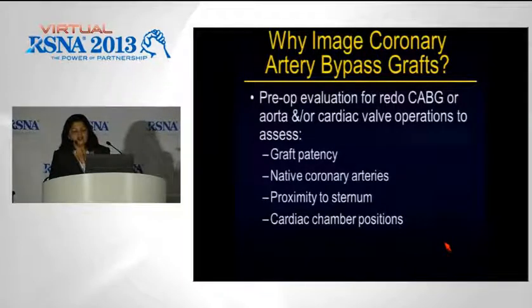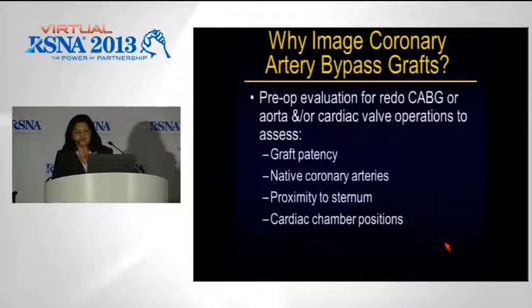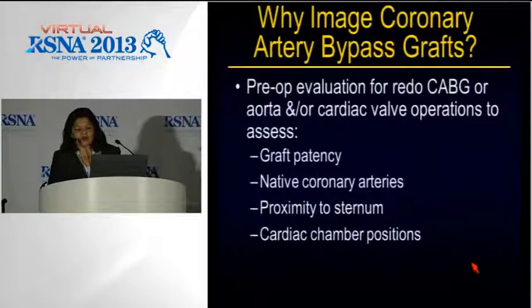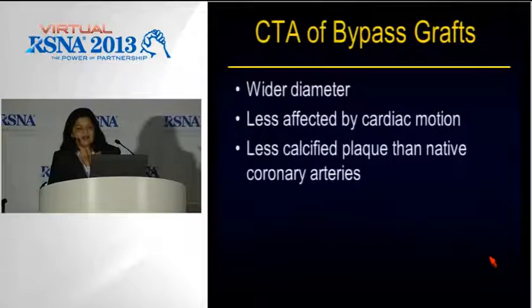Another reason to image these grafts is in the pre-op evaluation of redo cardiac valve surgery, aortic surgery, or redo CABG. And for these cases, we usually assess the graft patency, we assess the native coronary arteries, the proximity of the graft to the sternum, and the proximity of the cardiac chambers to the sternum, so that guides the surgeon to his surgical approach, whether it's going to be median sternotomy or a paramediastinal approach or something else.